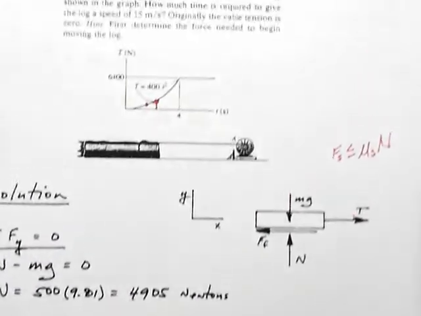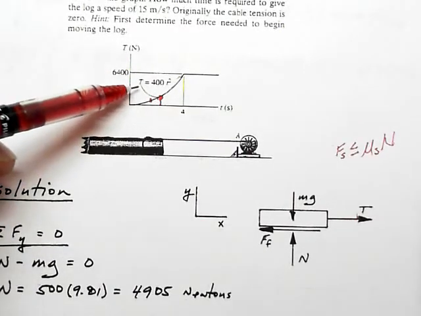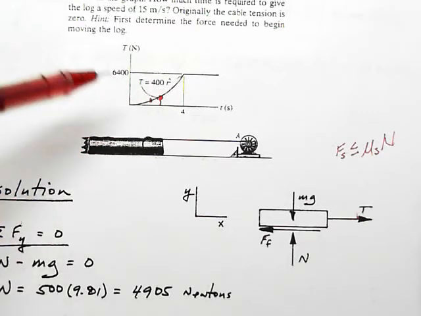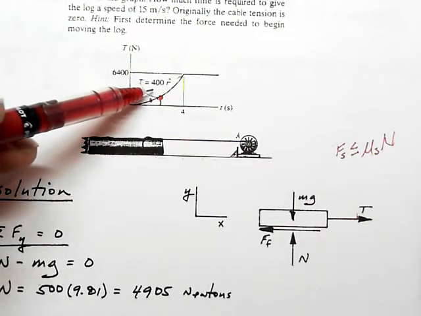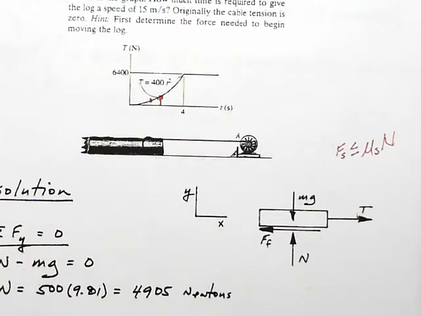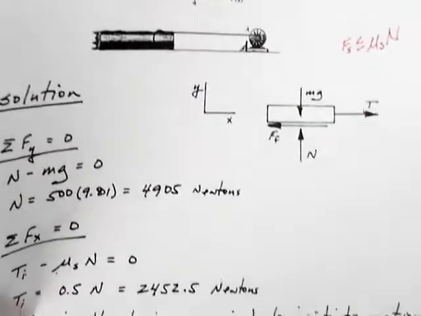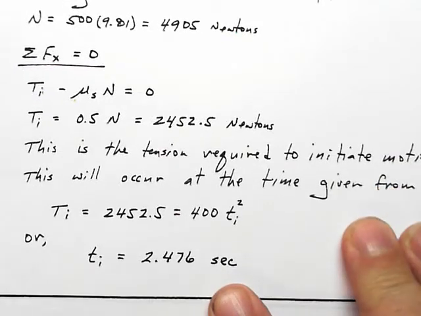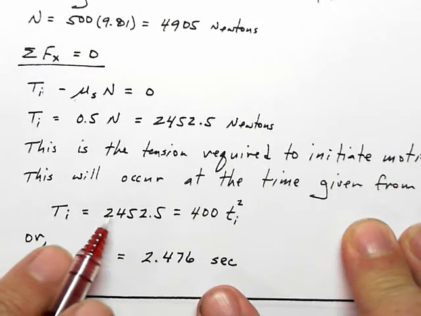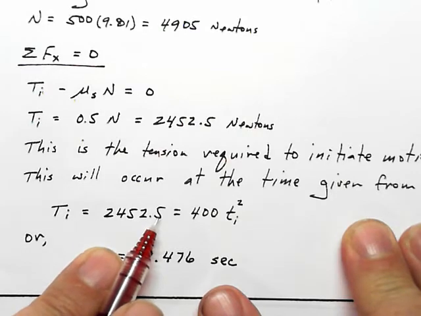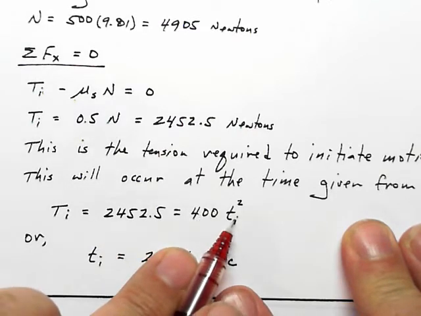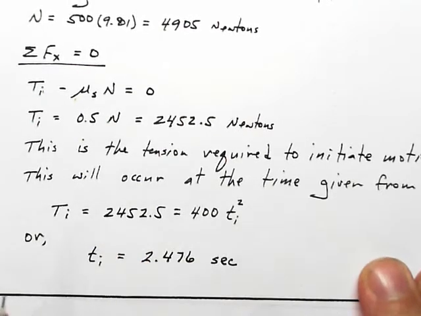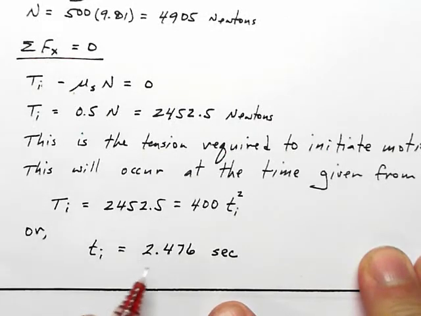Now notice we have an equation for rope tension as a function of time. Rope tension is 400 times time squared, and so we can solve for the time to reach the tension to break free. Our tension of 2452 at the break free point is equal to 400 times the time at the break free point squared. One equation, one unknown, and we can solve for the time when the log breaks free for the first time, 2.476 seconds.